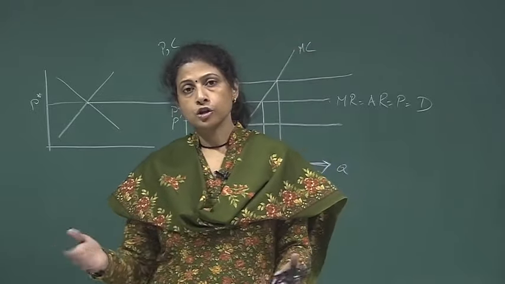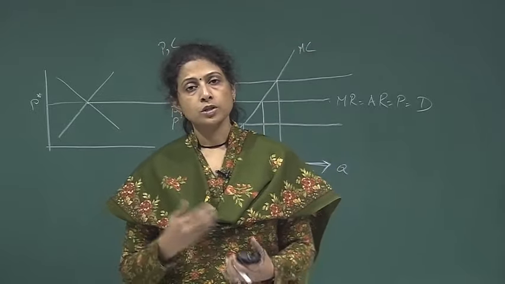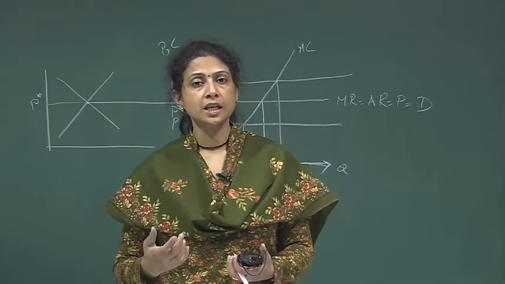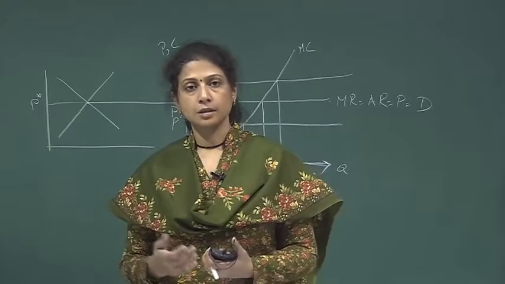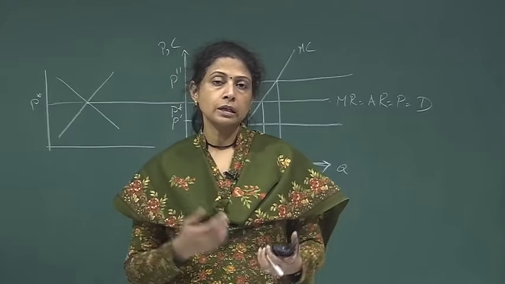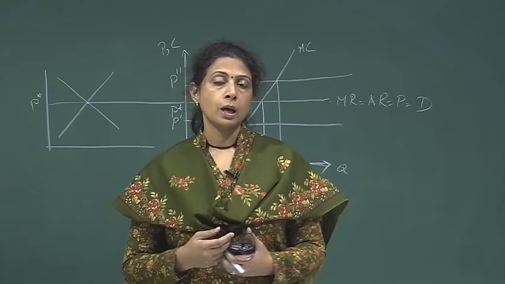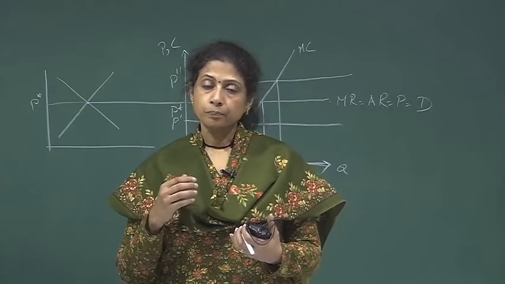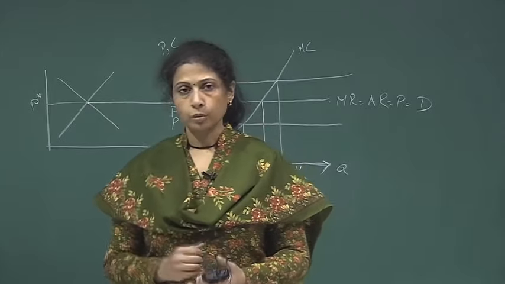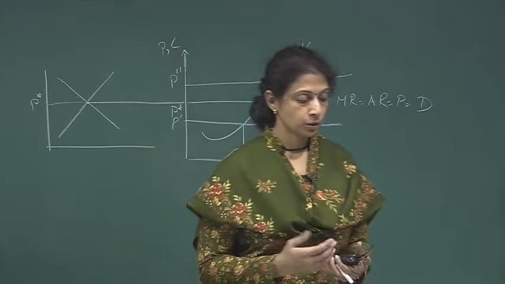So all these are short run costs of the firm, which, even if it stops production, even if it does not produce anything, it has to incur. So all that the firm can do in the short run is continue to incur these fixed costs, but at least stop incurring the variable cost by stopping its production, and that is called shutdown.